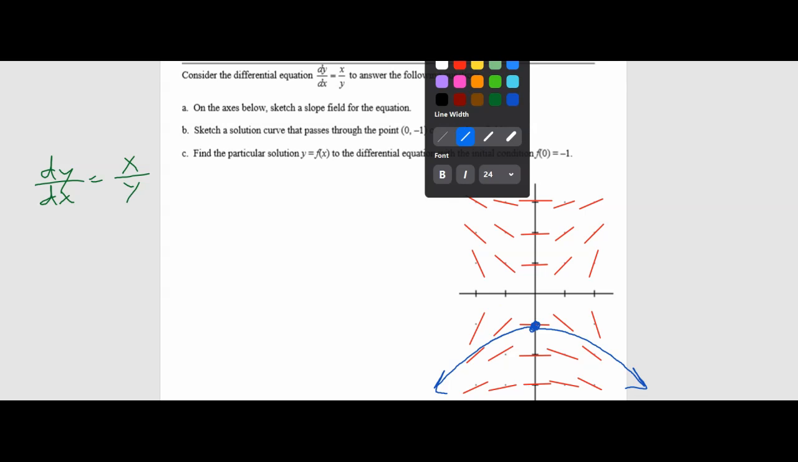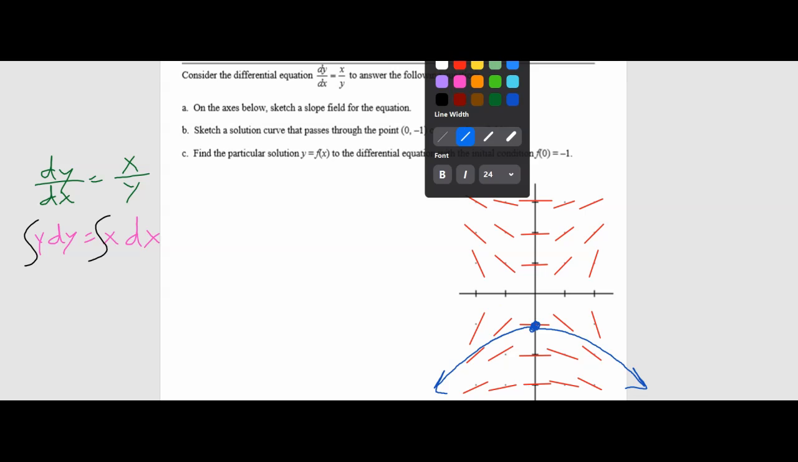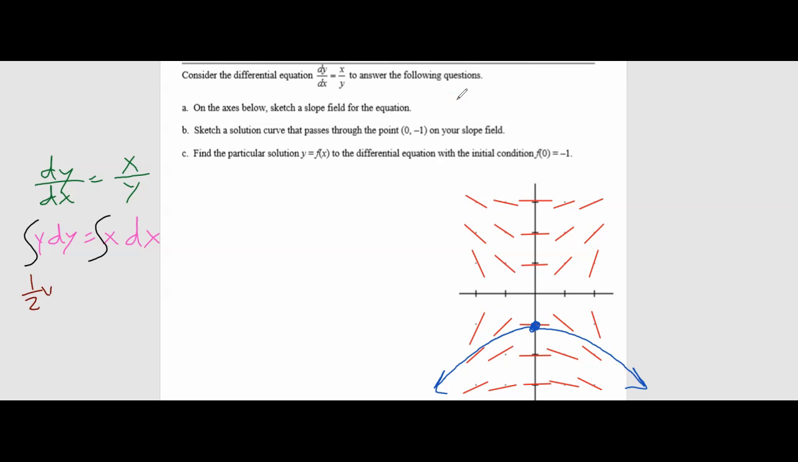So we know that our particular solution looks like something we have in blue. Now we're going to find the algebraic form of it for part C. So I have my equation dy dx is equal to x over y. If I cross multiply here, I get y dy is equal to x dx. Pretty straightforward one to integrate. I end up getting 1/2 y squared is equal to 1/2 x squared plus c.